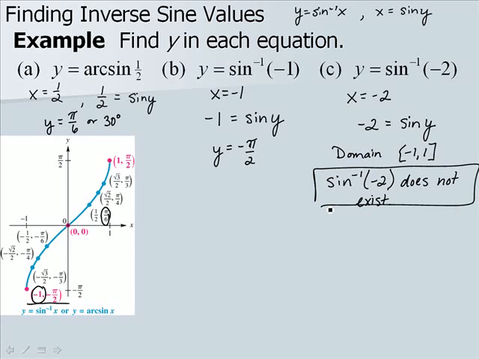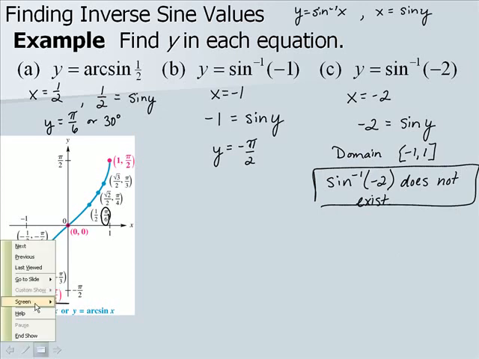So now let's look at another method to find these. Instead of looking at the graph, we'll look at our calculator.